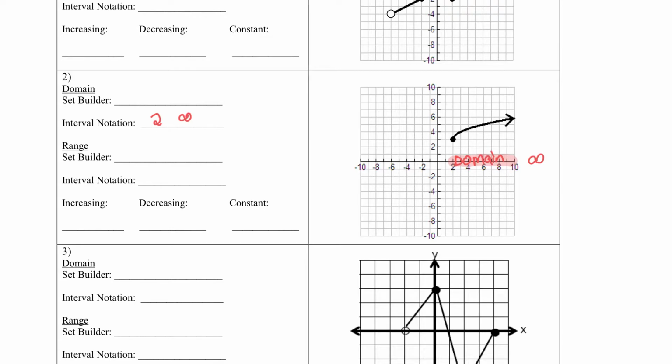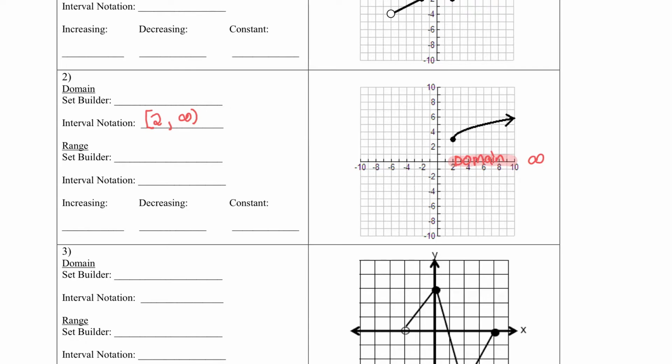And so we don't know exactly what infinity is, so we're going to use a parenthesis. And then we know that 2 is included in the domain, so you're going to have a bracket, and you're going to have a comma. Remember, what is a comma going to represent? Yes, it's going to represent all the numbers that are between 2 and infinity, including 2.